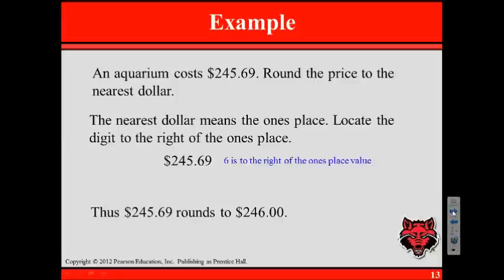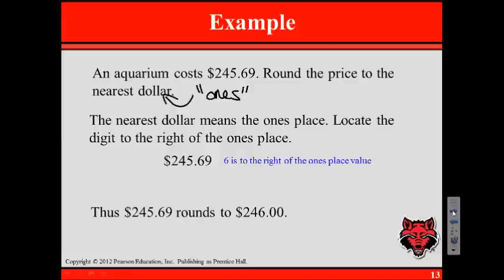Okay, let's try another example. An aquarium costs $245.69. Round the price to the nearest dollar. So now we're not being asked to round to one of the places to the right of the decimal, but one of the places to the left of the decimal. The nearest dollar, this would be the ones place. So we see that the nearest dollar means the ones place.